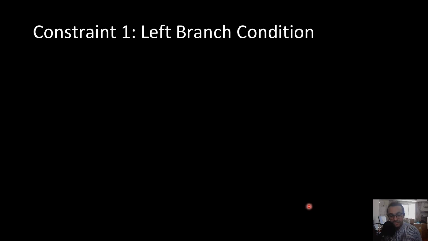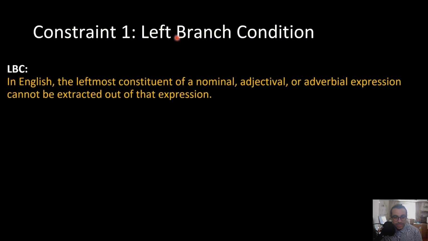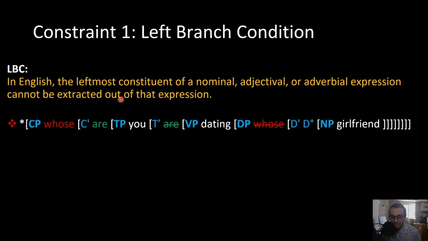Now, the constraints themselves, there are three that we need to know of that happen in pied piping that govern how pied piping works, at least in English, as you'll see. The first one is what is known as the left branching condition, or LBC. In English, the leftmost constituent of a nominal, adjectival, or adverbial expression cannot be extracted out of that expression. We will see with the examples that are going to follow that this constraint holds.